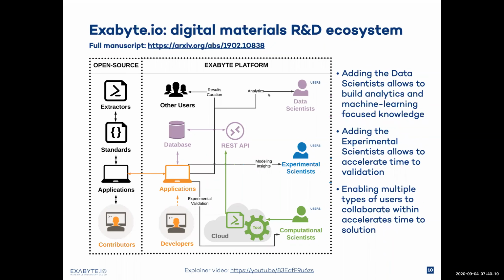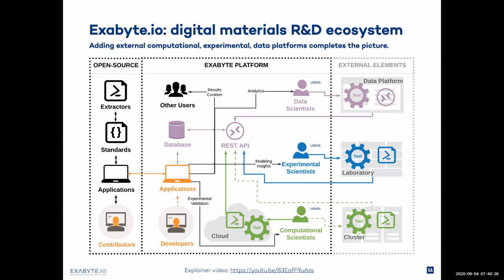We also have support for the data scientist toolchain as of today, and we have plans to incorporate experimental data so that experimental scientists can at least exchange feedback with their computational colleagues, or they can also introduce external elements such as high-performance computing clusters that they run externally, laboratory equipment that can be digitized, and any kind of data platform tools that they have outside of the Exabyte platform. So this completes the picture and how we think about the ecosystem and its development.